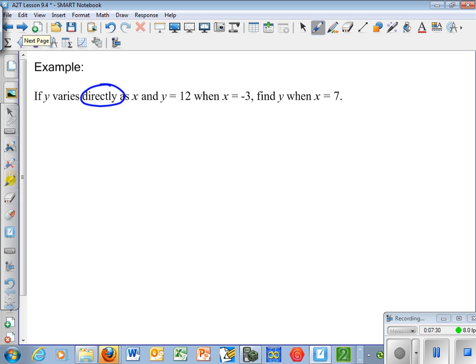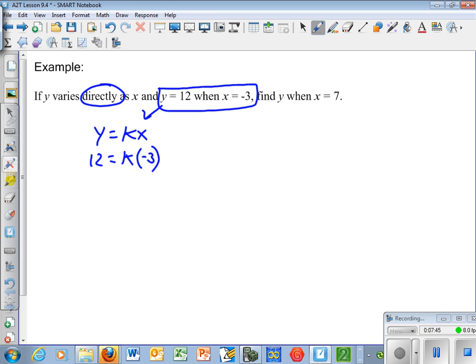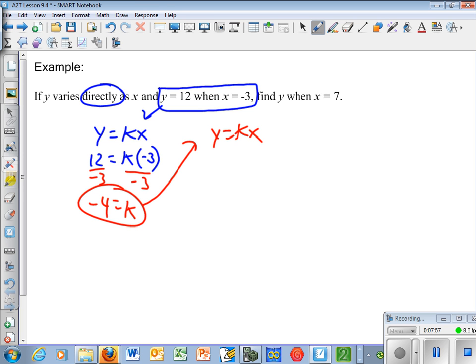Direct variation, so y equals kx. Okay? This is the given information where I know both variables, so that's going to go in here first. 12 goes in for y. k times negative 3. I'm going to solve this for k, so I'm going to divide by negative 3. So negative 4 is equal to k. Now I take that and I go back up to y equals kx, my general form for direct variation. I put negative 4 in. So there's my direct variation equation specific to this problem.